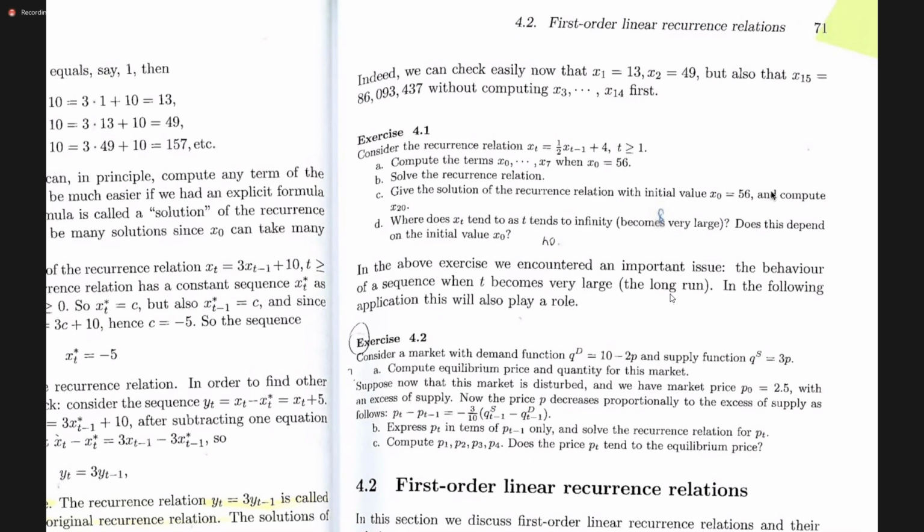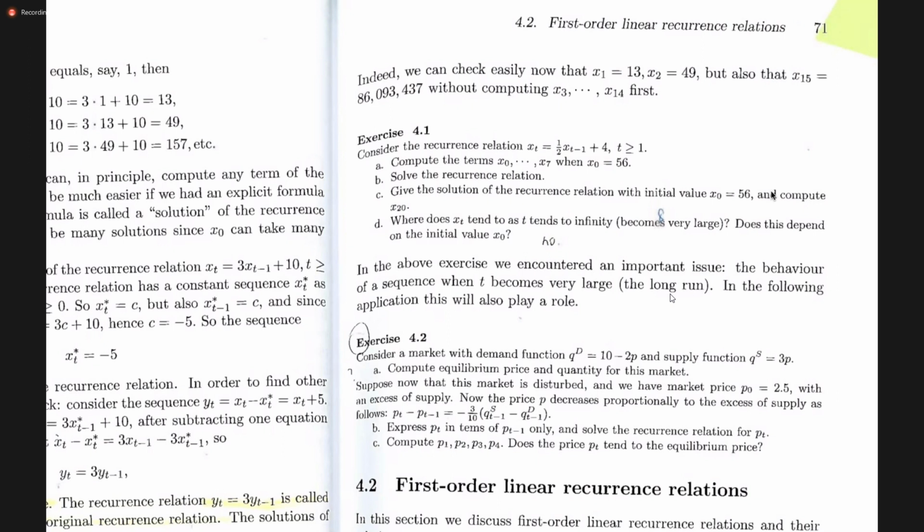So, we have to consider the recurrence relationship x_t is equal to 1 over 2 multiplied by x_{t-1} plus 4 for every t bigger or equal than 1. The first thing that we notice is that this recurrence relationship looks exactly like the form that we've seen just earlier on the whiteboard. So this is the initial form of the recurrence relation.